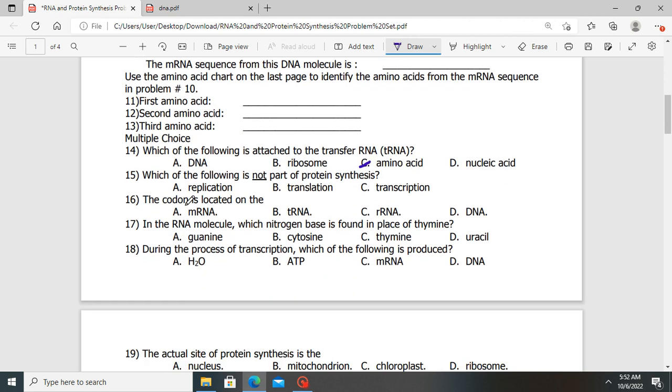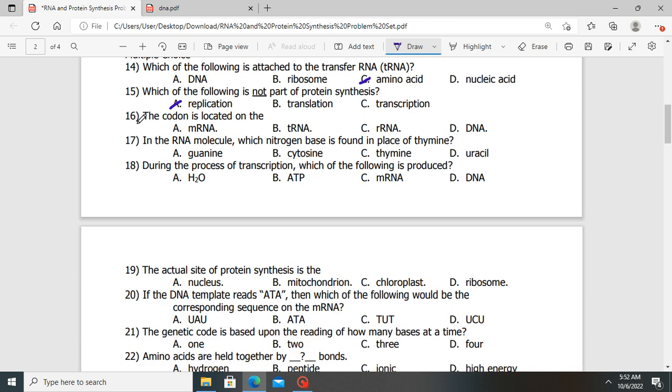15. Which of the following is not part of protein synthesis? Translation is part, transcription is part, but replication is not part. So the answer is A for question 15. 16. The codon is located on the, so the codon is the triplet of bases that codes for an amino acid. This is found on the messenger RNA. It is complementary to the anticodons on the transfer RNA. So for 16, the answer is A.